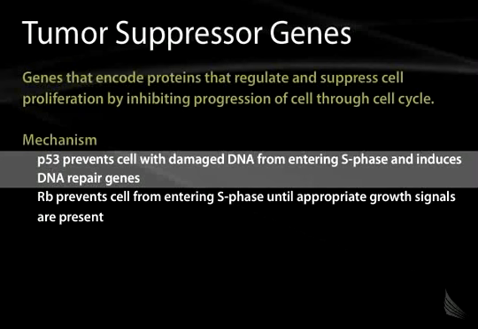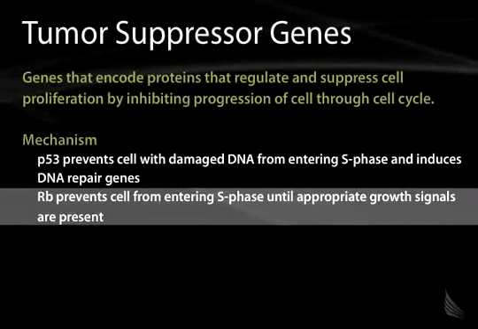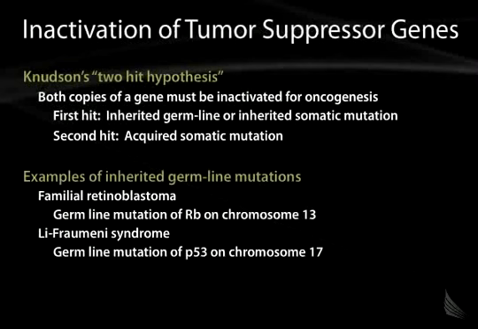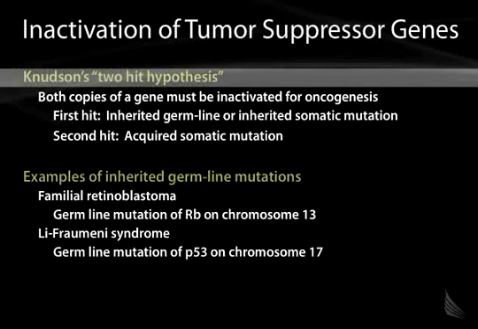cell that has damaged DNA from entering S phase and induces the creation of DNA repair genes. And we've discussed one of these already, the retinoblastoma gene, which prevents cells normally from entering S phase until appropriate growth signals are present. The inactivation of tumor suppressor genes requires us to discuss for a moment Knudson's two-hit hypothesis.